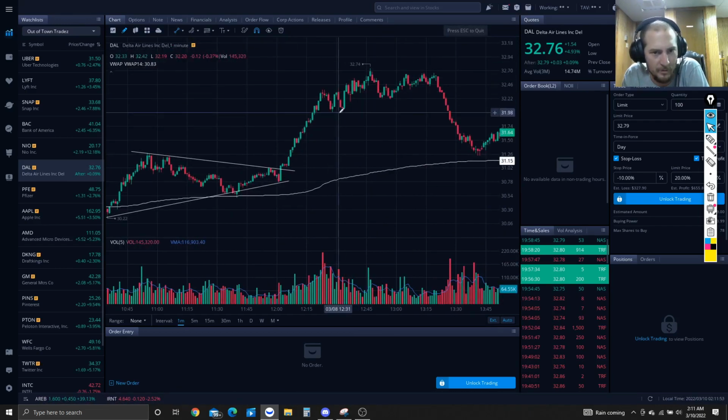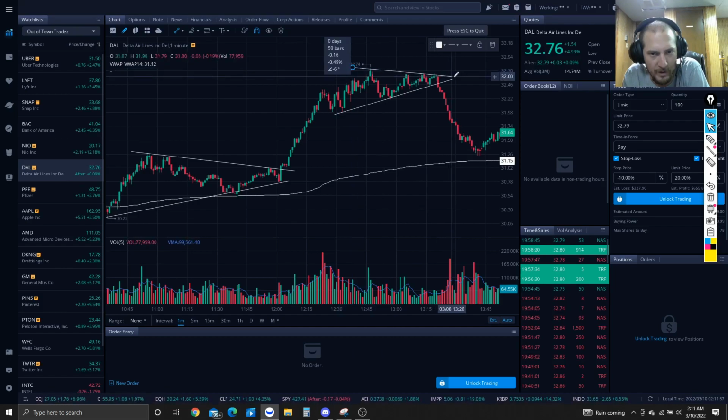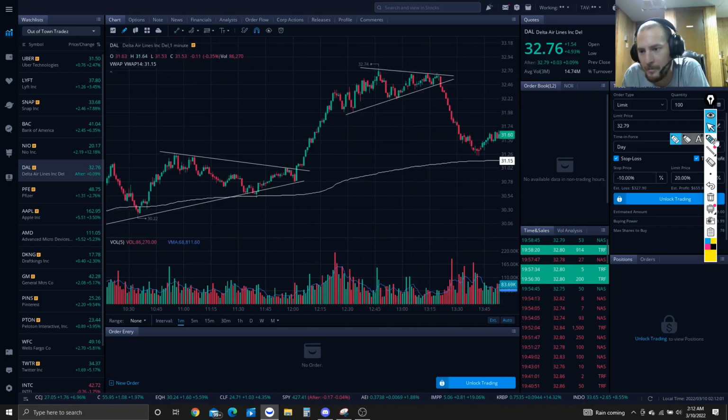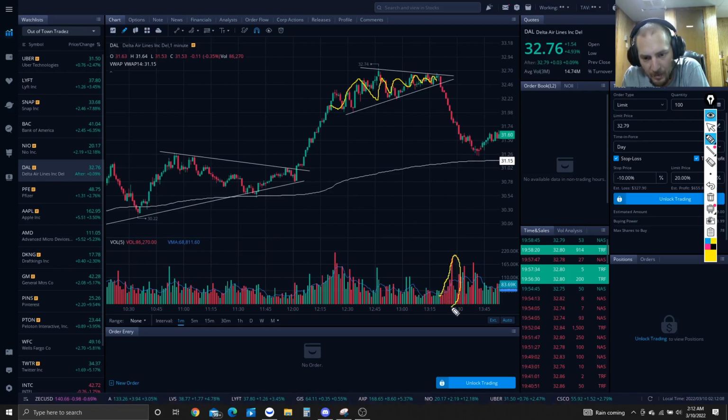Here is another one right here. Same thing. This one is also sort of a little wedge, triangle. Consolidating, tight consolidation, tight consolidation, tight consolidation. Look at the volume on the breakdown. Tapering up very high. And then entry, stop loss.